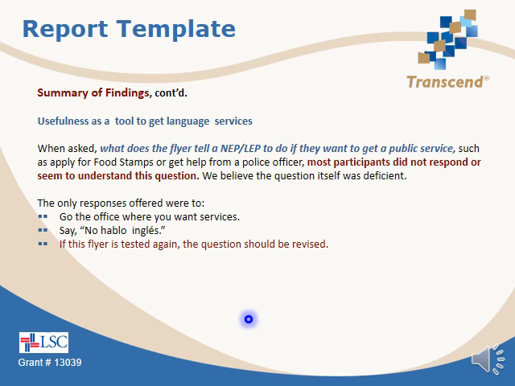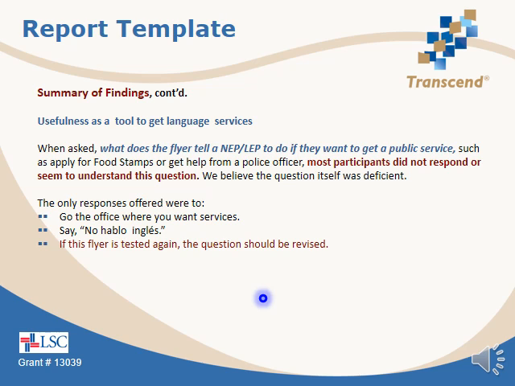Here we set up a theoretical situation to see what type of information or guidance they could find on the card. We asked them, what does this flyer tell you, as a person who doesn't speak English fluently, to do if you want to get a public service? Say you wanted to apply for food stamps, or you wanted to get help from the police.